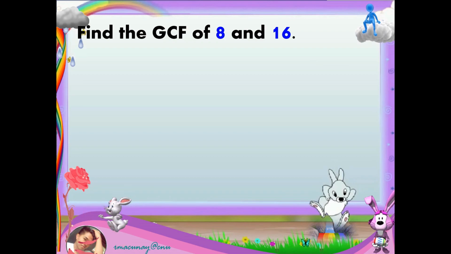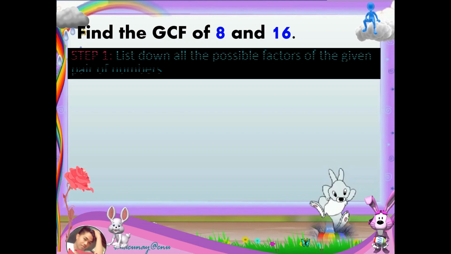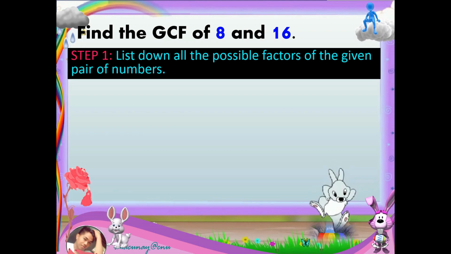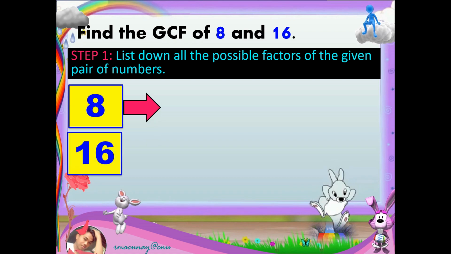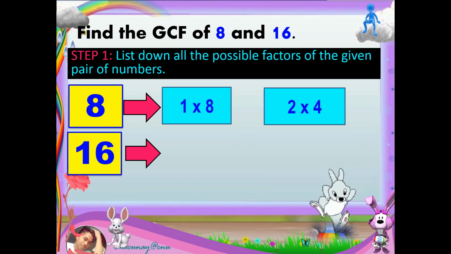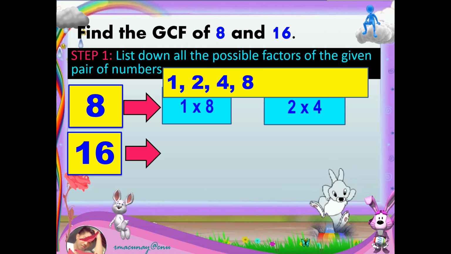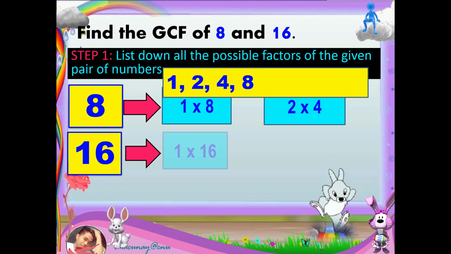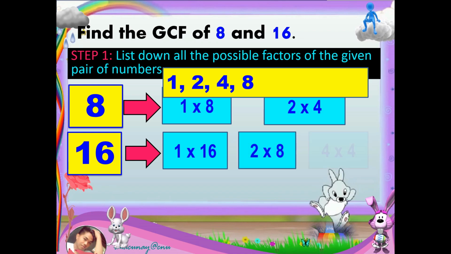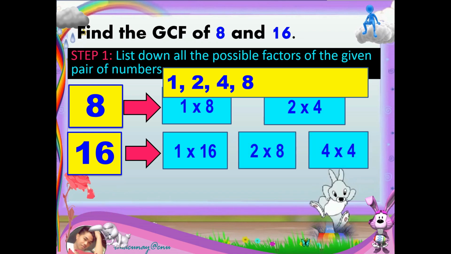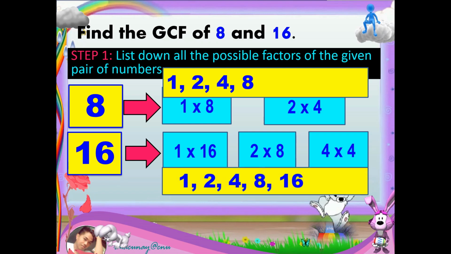Follow 3 steps to find the GCF of 8 and 16. First, you're going to find the factors of 8. So you have 1 times 8 equals 8, and 2 times 4, that is 8. Rearranging them, you have 1, 2, 4, and 8 as factors of 8. While for 16, you have 1 times 16, 2 times 8, 4 times 4. Rearranging them again, you have 1, 2, 4, 8, and 16.